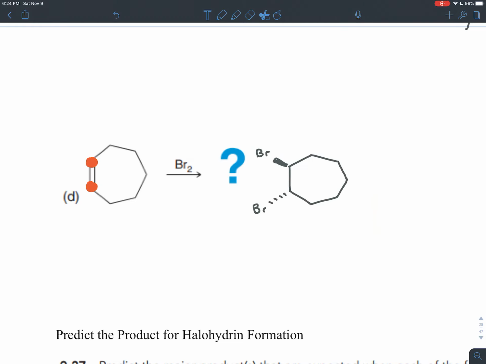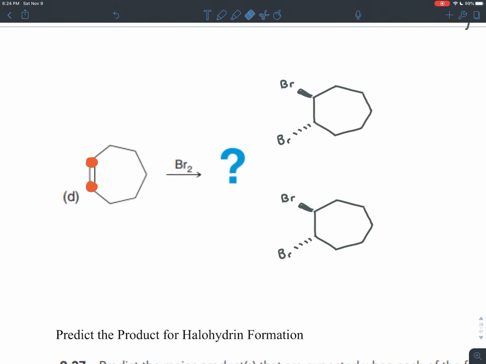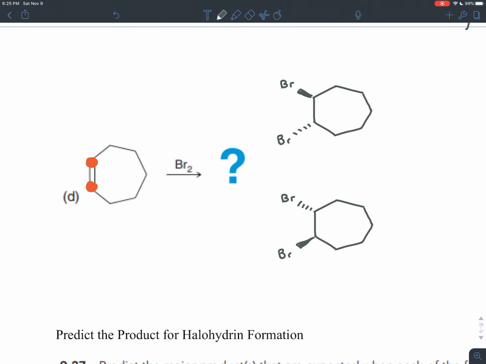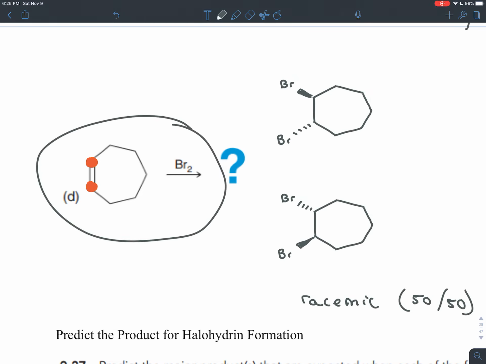Each of the places where the bromines added are chiral centers, and so we just have to switch the configuration of all of the bonds. So the bond on top that was a solid wedge becomes a dashed wedge. The bond on the bottom that was a dashed wedge becomes a solid wedge. When all the chiral centers switch like this, you have an enantiomer, and so these are the 2 enantiomers that you'd have in a 50-50 racemic mixture when you do bromination with this cycloheptene.